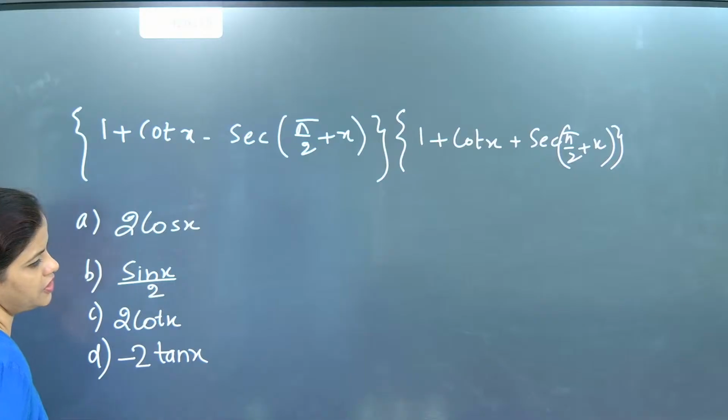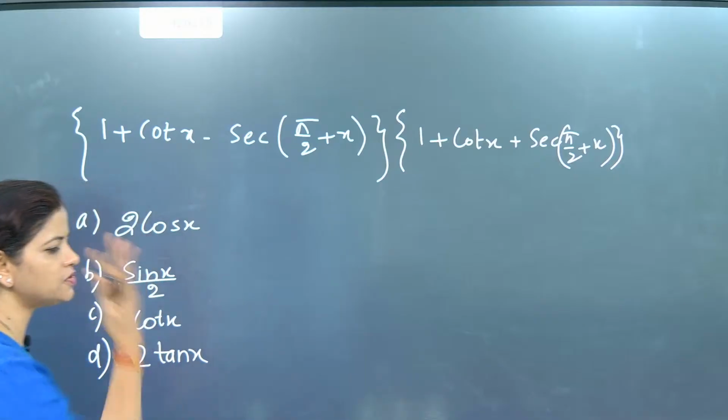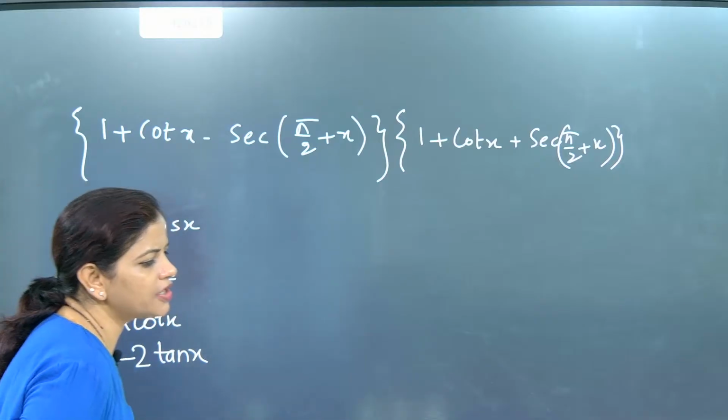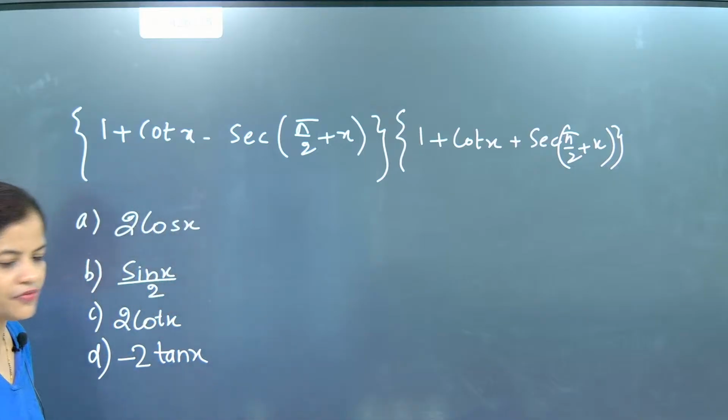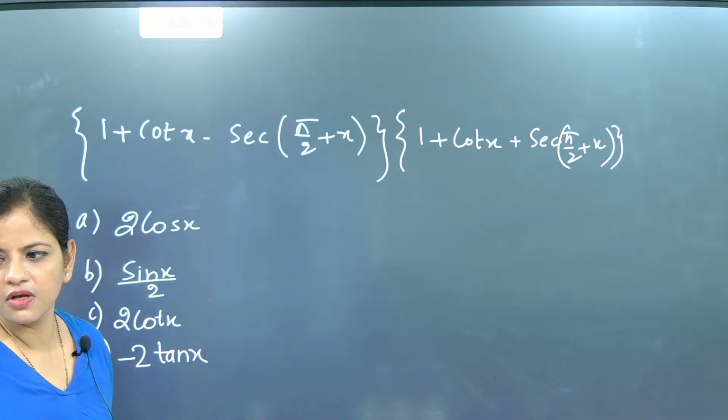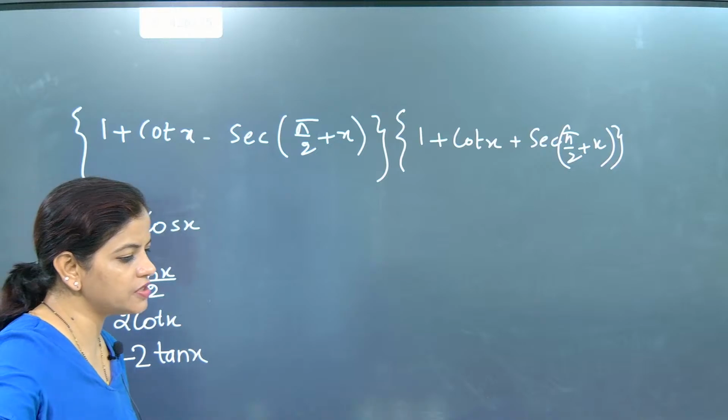But there should be a time limit here. We should be solving it fast. So 1 plus cot x, 1 plus cot x. Did you notice something in the question, please? If you notice something in the question, show me. If you notice something in the question, you will see.